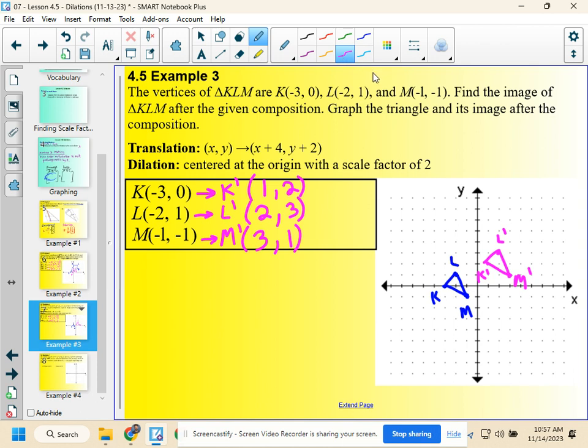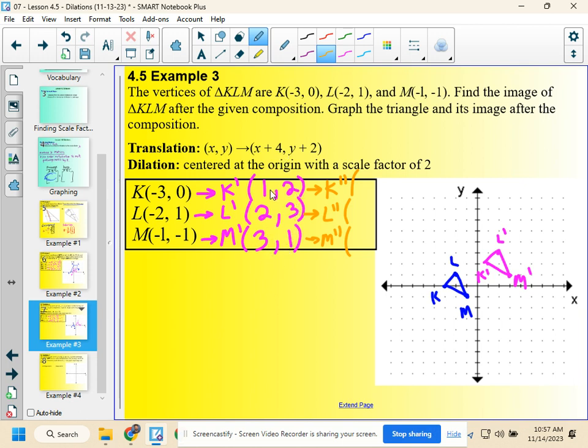Okay. Last transformation is, I'm kind of shortening up my arrows here. K double prime, L double prime, and M double prime. Where does that come from now? That's me doing this dilation centered at the origin with a scale factor of 2. So that's me now taking 2 and multiplying it by all 6 of these numbers. That's where all my new x and y coordinates are going to come from.